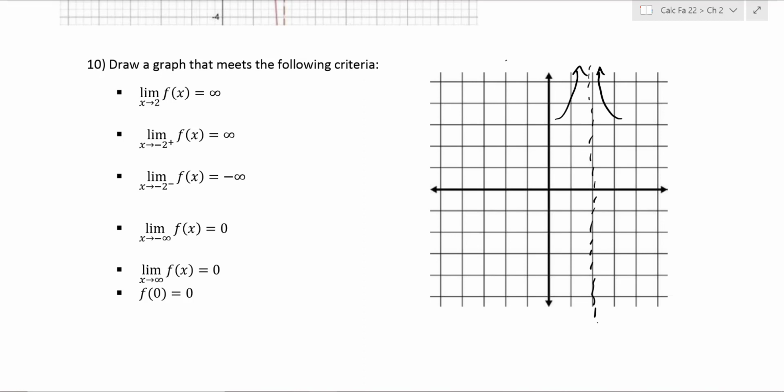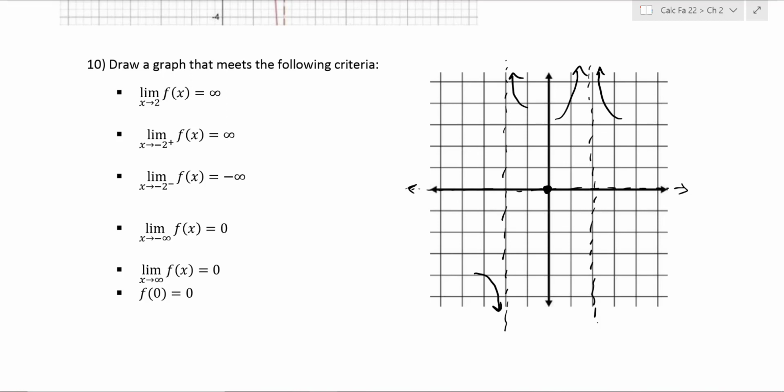For the -2, we can see for the left side, I'm looking at the second one, but okay, if I go in the order that they're written, as we approach -2 from the right, we're going off towards infinity. And as we approach -2 from the left, we're going down towards negative infinity. All right, for the function f of x, the limit as we approach negative infinity or positive infinity is 0, so that gives us that horizontal asymptote at 0. And then f of 0 is 0, so we've got a point in there.